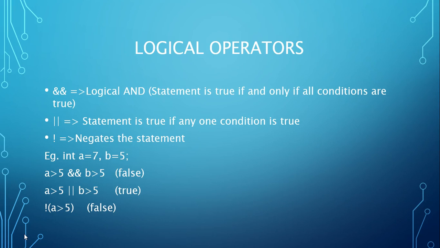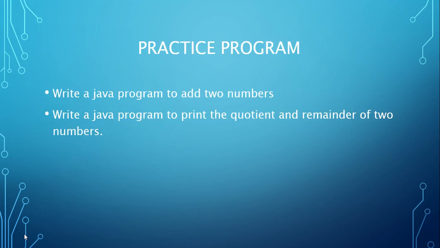In the second case, I have joined the same two conditions using OR. Since the first condition is true, the second is false, still my final outcome would be true because at least one condition has been satisfied. In the third case, A is greater than 5. The answer is true. But because I have put a not symbol in front, it is negating the statement and changing true to false. So these are logical operators. Again, very important when we will be doing conditions in the programming language.